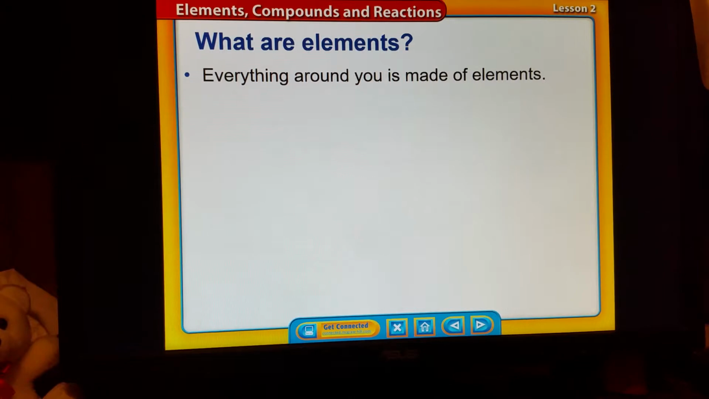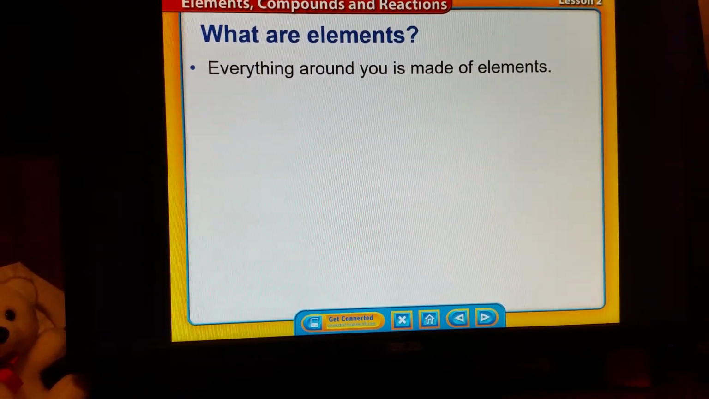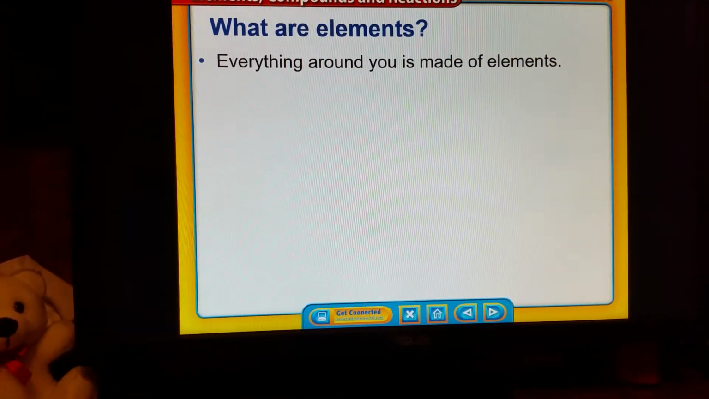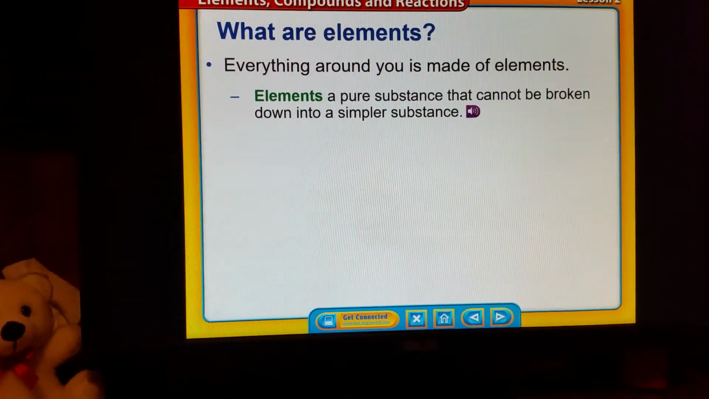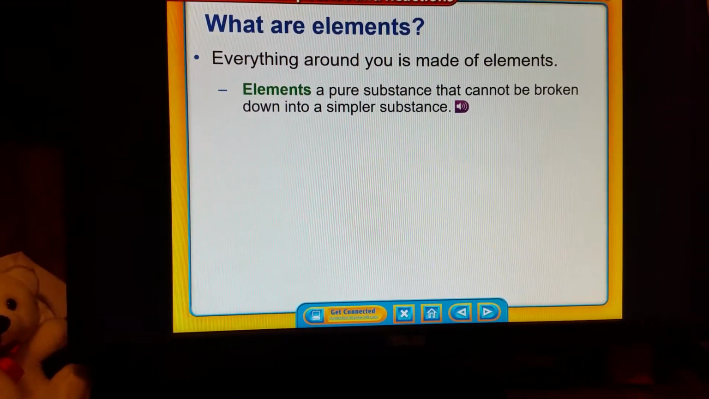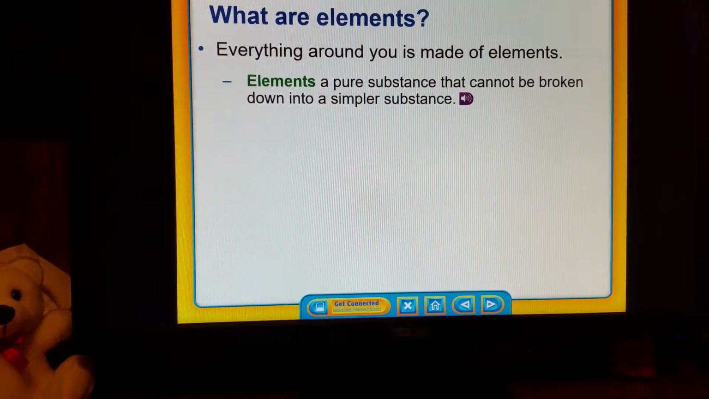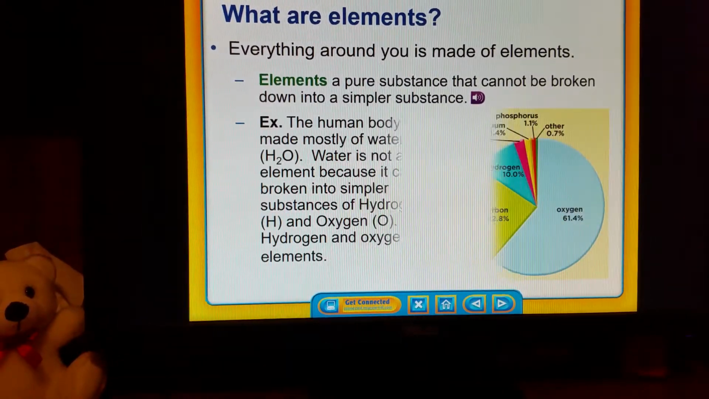What are elements? Everything around you is made of elements, boys and girls. Even you yourself are made of elements. An element is a pure substance that cannot be broken down into a simpler substance, boys and girls.